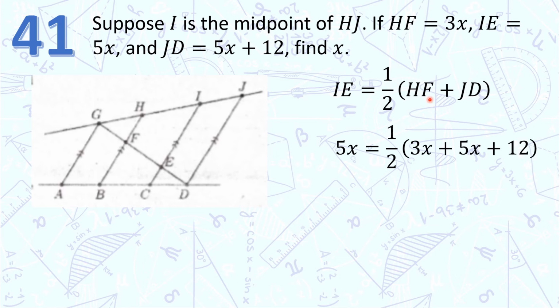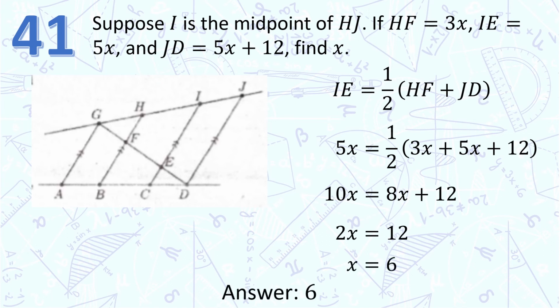Substituting the values, we have 5x equals 1/2 times the quantity 3x plus 5x plus 12. Multiplying all terms by 2 and combining similar terms in the parentheses, we have 5x times 2, that is 10x, and then on the right hand side we have 8x plus 12. Therefore, 2x equals 12 and x is equal to 6.